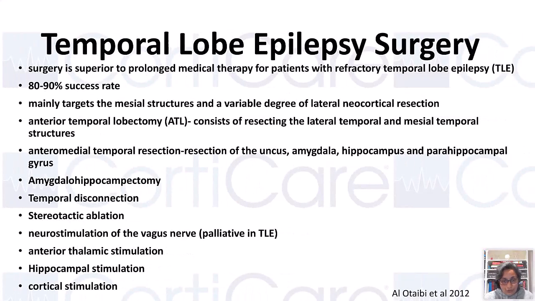The drugs of choice for temporal lobe epilepsy are lamotrigine, Keppra, carbamazepine, oxcarbazepine. But still, about 40% of patients with temporal lobe epilepsy who are on anti-epileptic meds develop refractory temporal lobe epilepsy. And the only solution that is left is surgery. Temporal lobe epilepsy surgery has a high success rate.